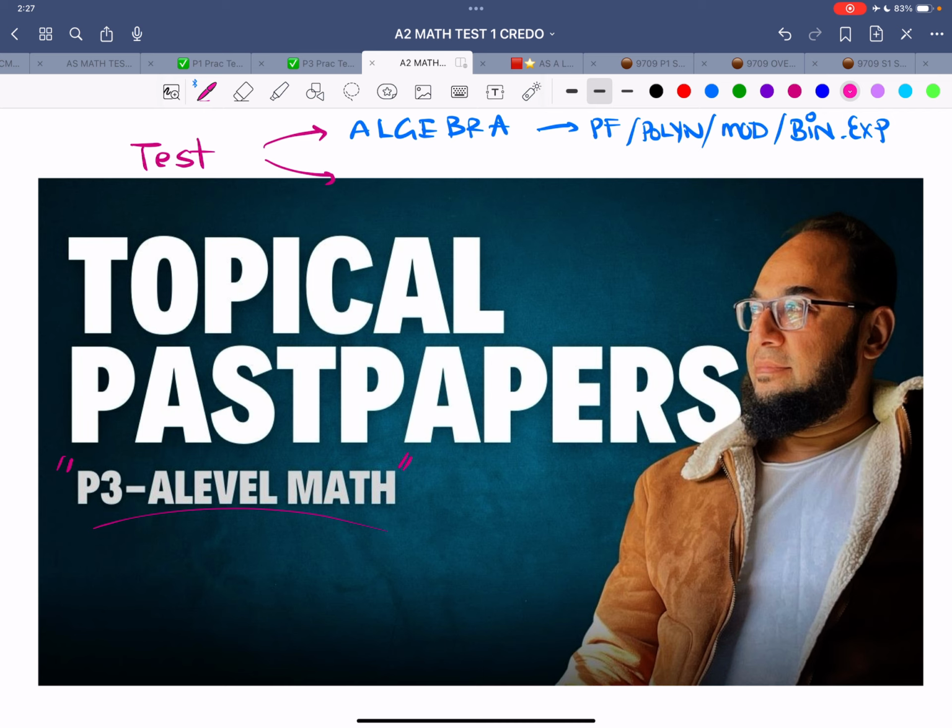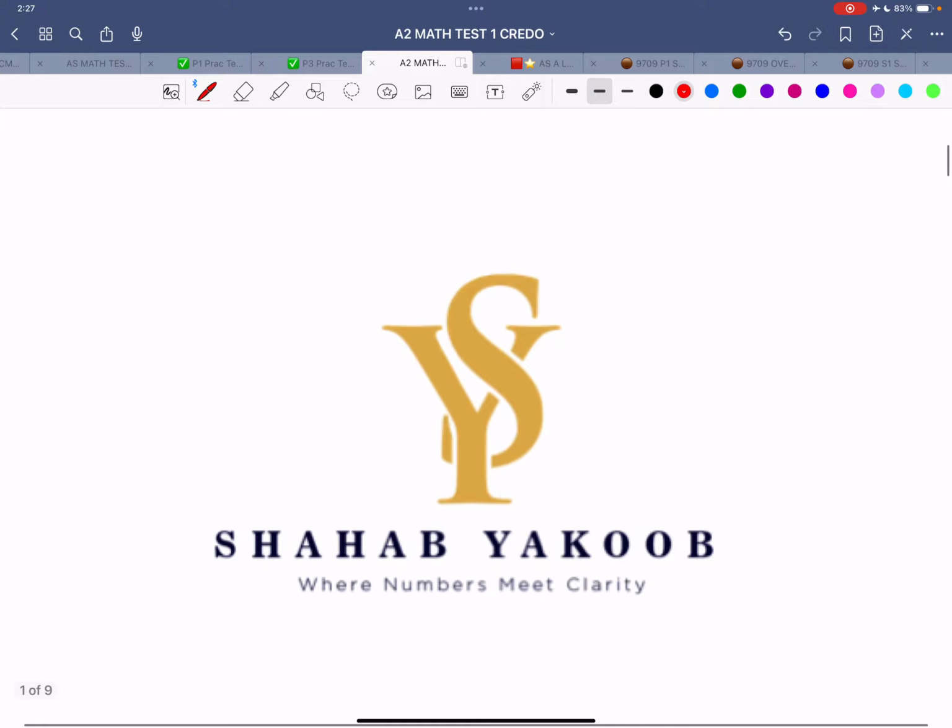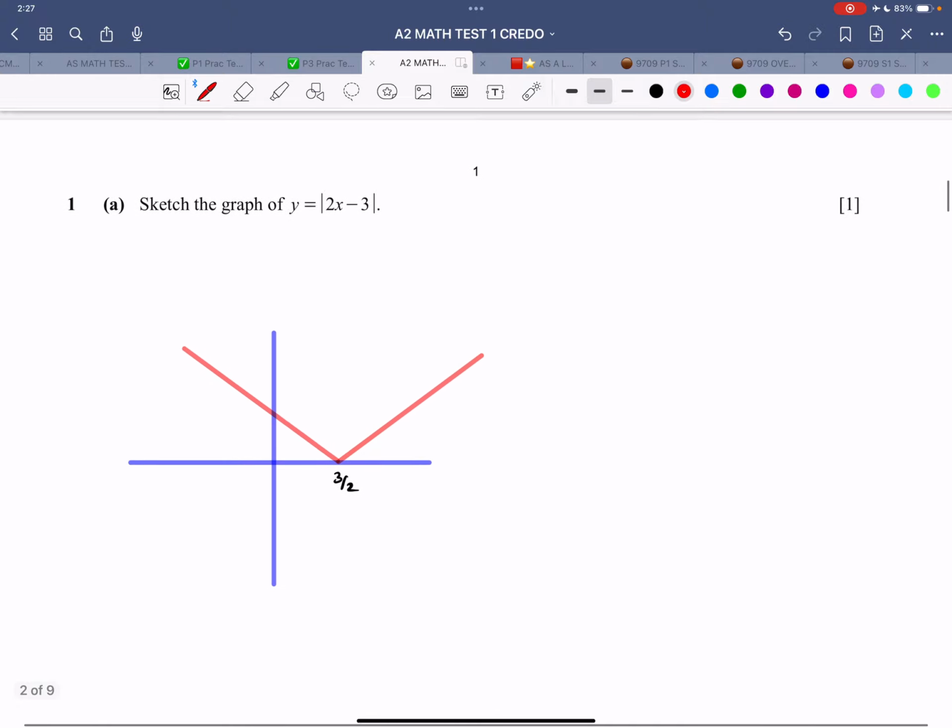And algebra is a pretty big topic. The second topic is logs and indices, or logs and exponents. And there are small things in that one. So let's look at the solution of this particular paper. So now let's get started with the first question.